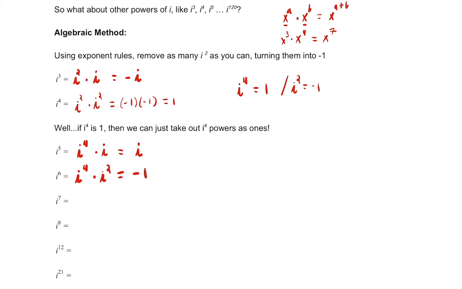So like i to the seventh, we could think about that as i to the fourth times i squared times one more i. Well, that's 1 times -1 times i. This is going to be -i. And we keep going like this. i to the eighth is i to the fourth times i to the fourth, and we get 1 times 1 is 1. And we start to notice this pattern.